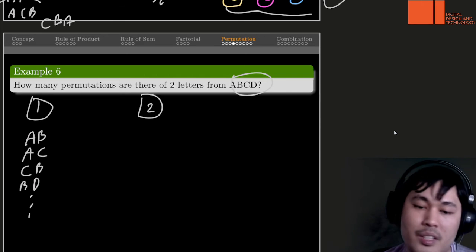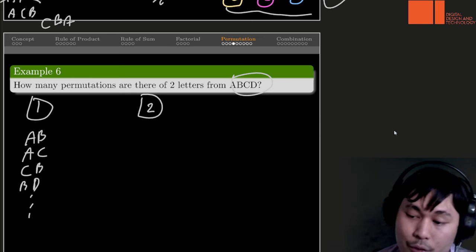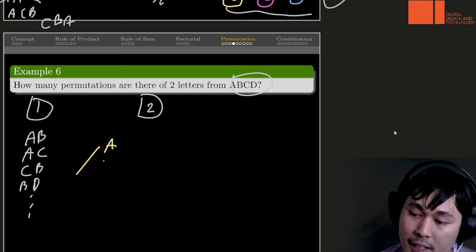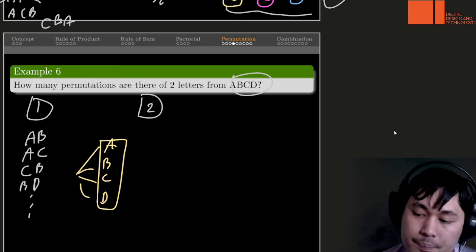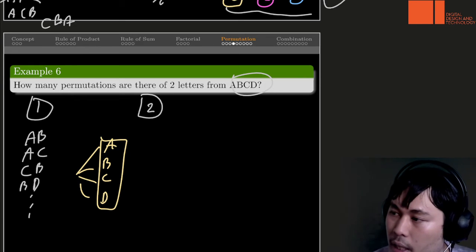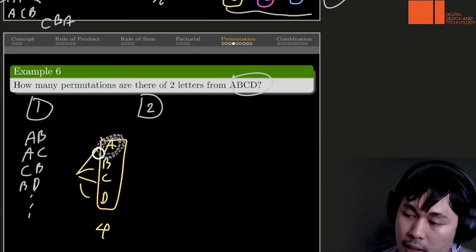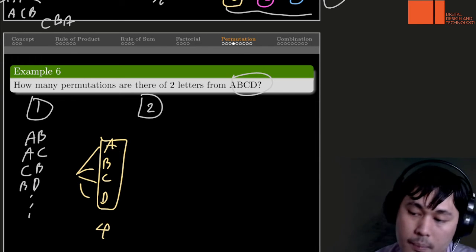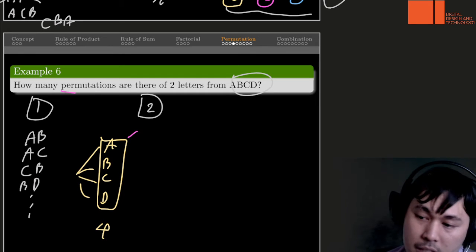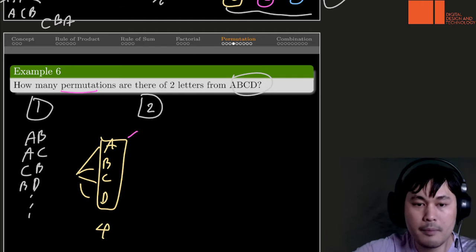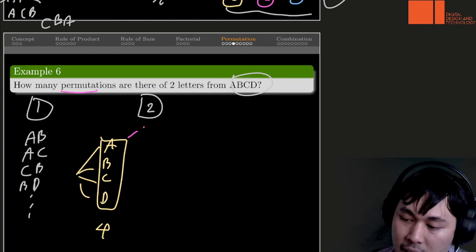So the second method, which is better, is to use some tool. In this case, we can use the tree diagram. In the first position, there are 4 options to choose from. And so that's 4. And then after you choose a letter to put in the first position, the next letter must be different, because it is a permutation. You choose from physical objects on the table to arrange, to put together.